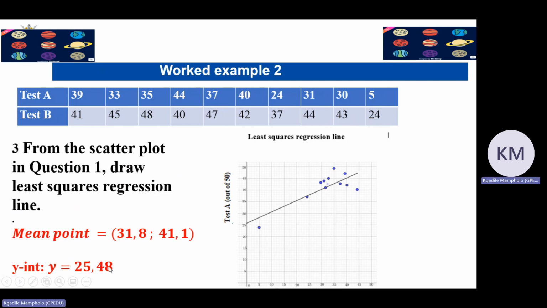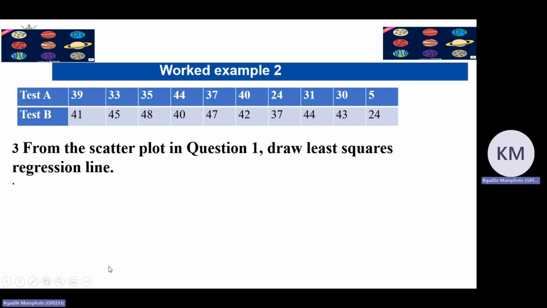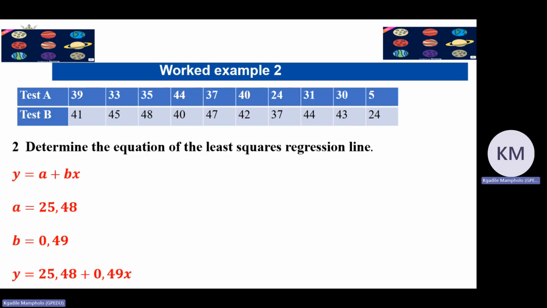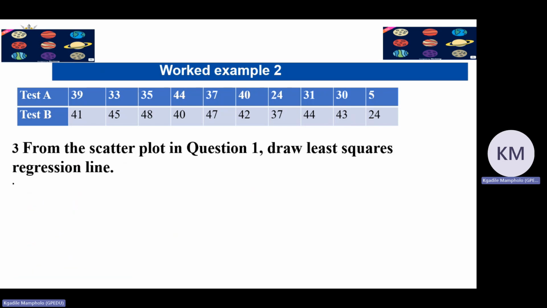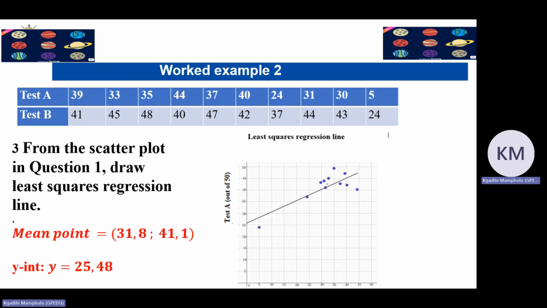From there, I check the y-intercept. If you check from the previous one, if you let x be 0, y will be 25,48. Like here, if x is 0, y will be 25,8. Then this is the y-intercept.